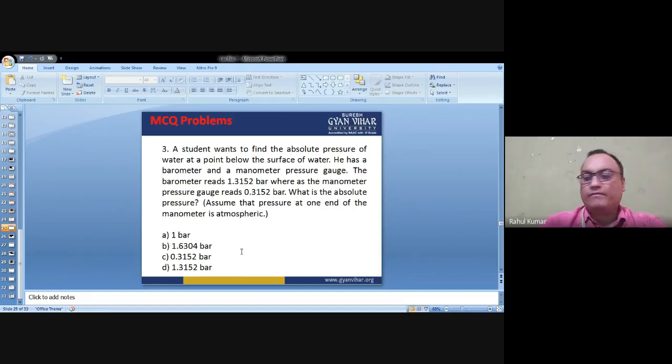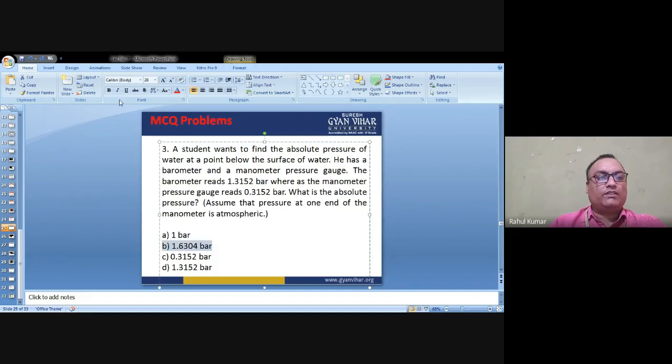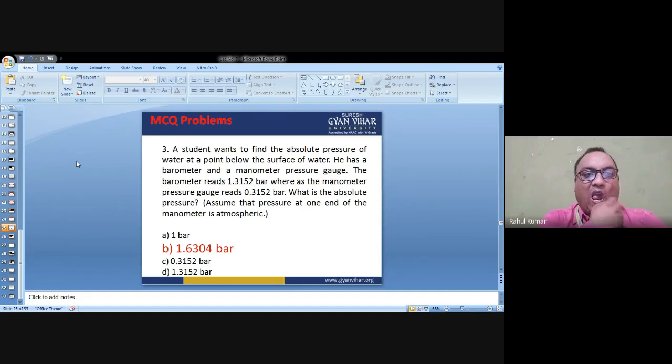Add these two values: 1.3152 plus 0.3152 equals 1.630 bar. This is the correct answer, because the manometer always gives the gauge pressure, and the barometer always gives the atmospheric pressure. So adding these two pressures gives the absolute pressure value. This pressure is always greater than the atmospheric pressure, right?